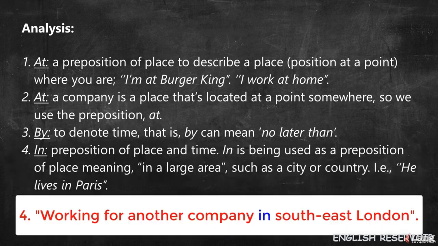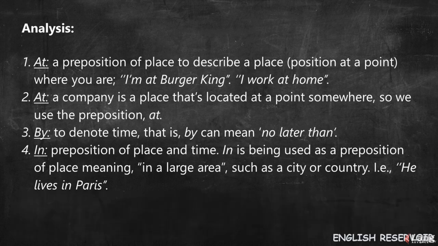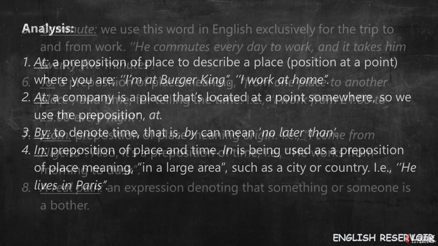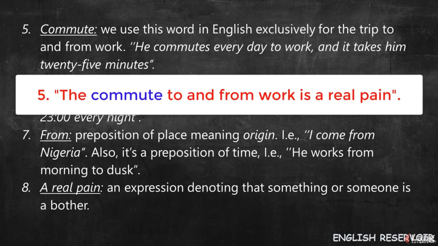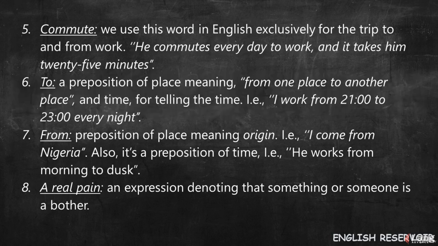4. In. Preposition of place and time. In is being used as a preposition of place, meaning in a larger area, such as a city or country, i.e., he lives in Paris. 5. Commute. We use this word in English exclusively for the trip to and from work. He commutes every day to work, and it takes him 25 minutes.